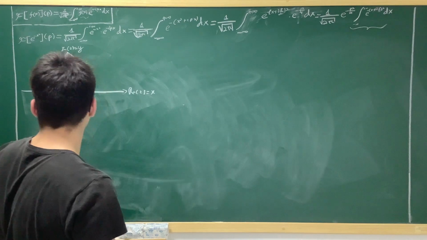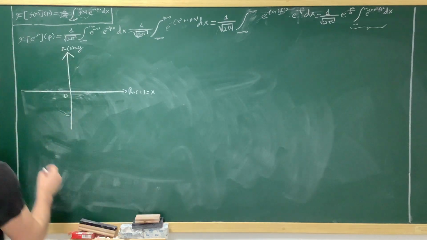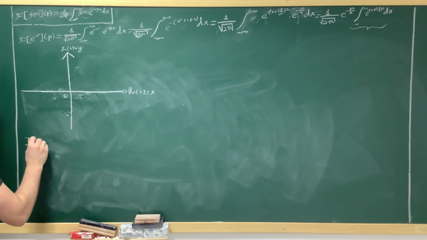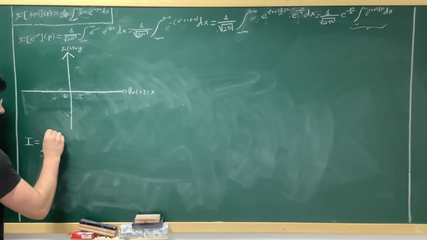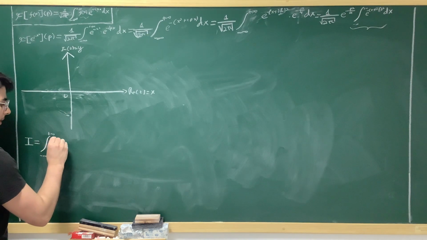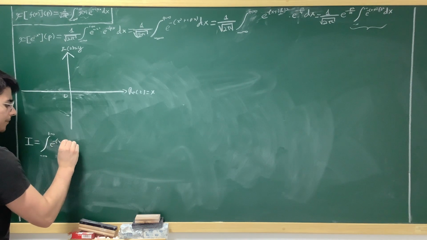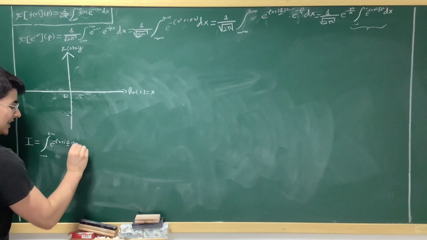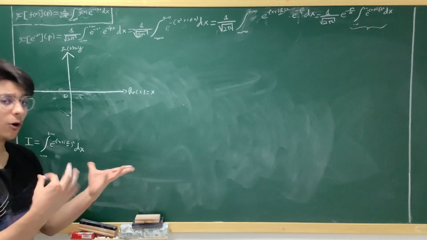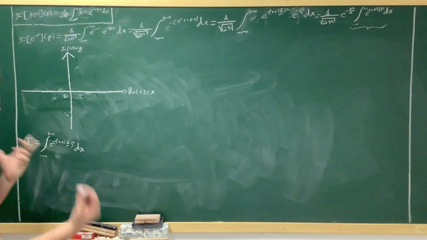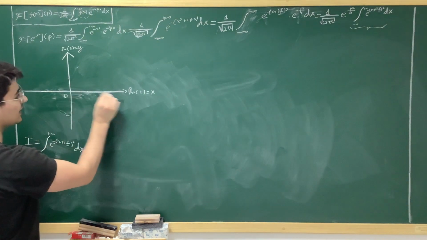So, if I call I that integral, the integral from minus infinity to positive infinity of e to the minus (x plus ip over 2) squared dx. This is a real integral, but it's also a complex integral with the curve being restricted to the real axis.